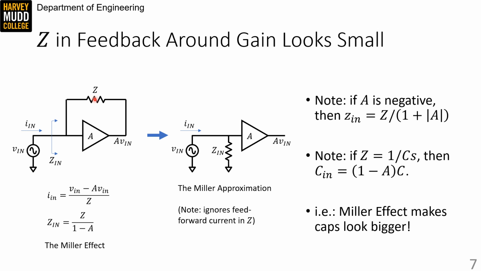And this effect is why C mu is so bad for amplifiers. It gets Millerized, which is this effect of making it bigger, which makes it seem much larger than C pi when the voltage gain is high.